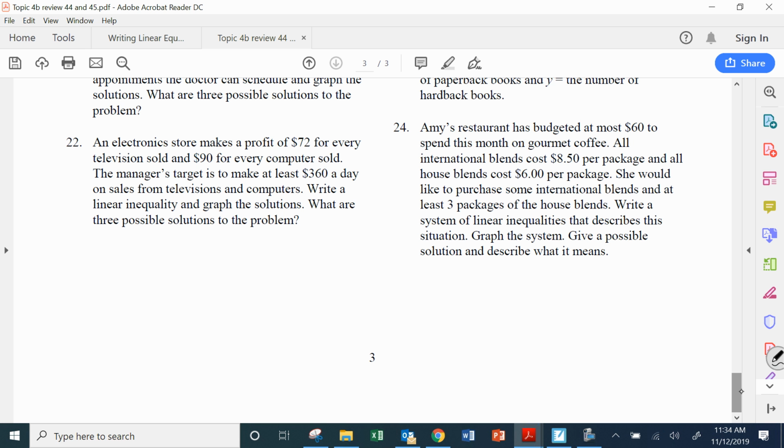So I know that international blends, so right there, I'm going to do different. International blends are $8.50. So I'm going to circle that in red. Everything that has to do with international blends, I'm circling in red. I know that house blends, so this just has to do with coffee, don't worry too much about what it means, they're just different kinds of coffee. So I know house blends are $6. That's the cost.